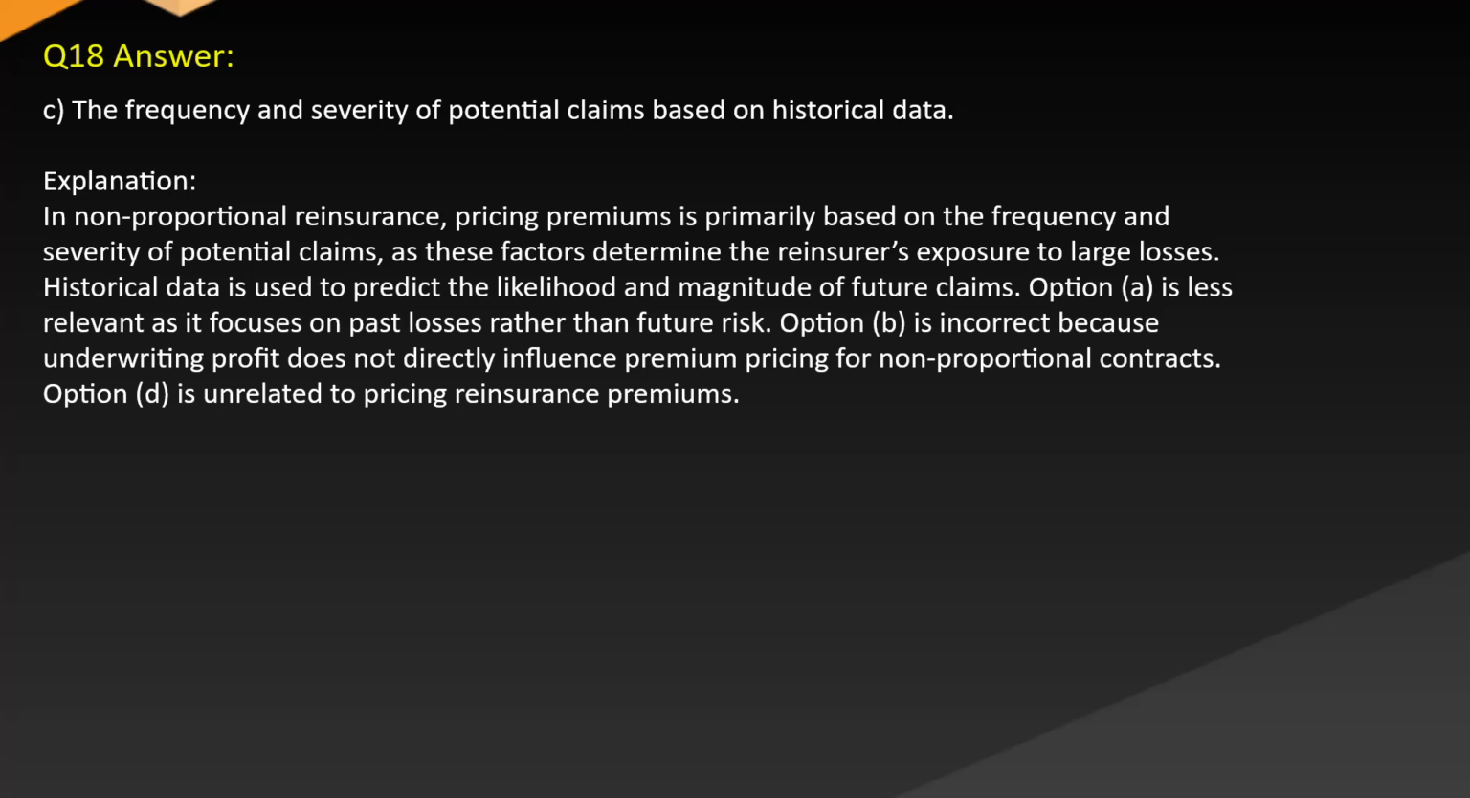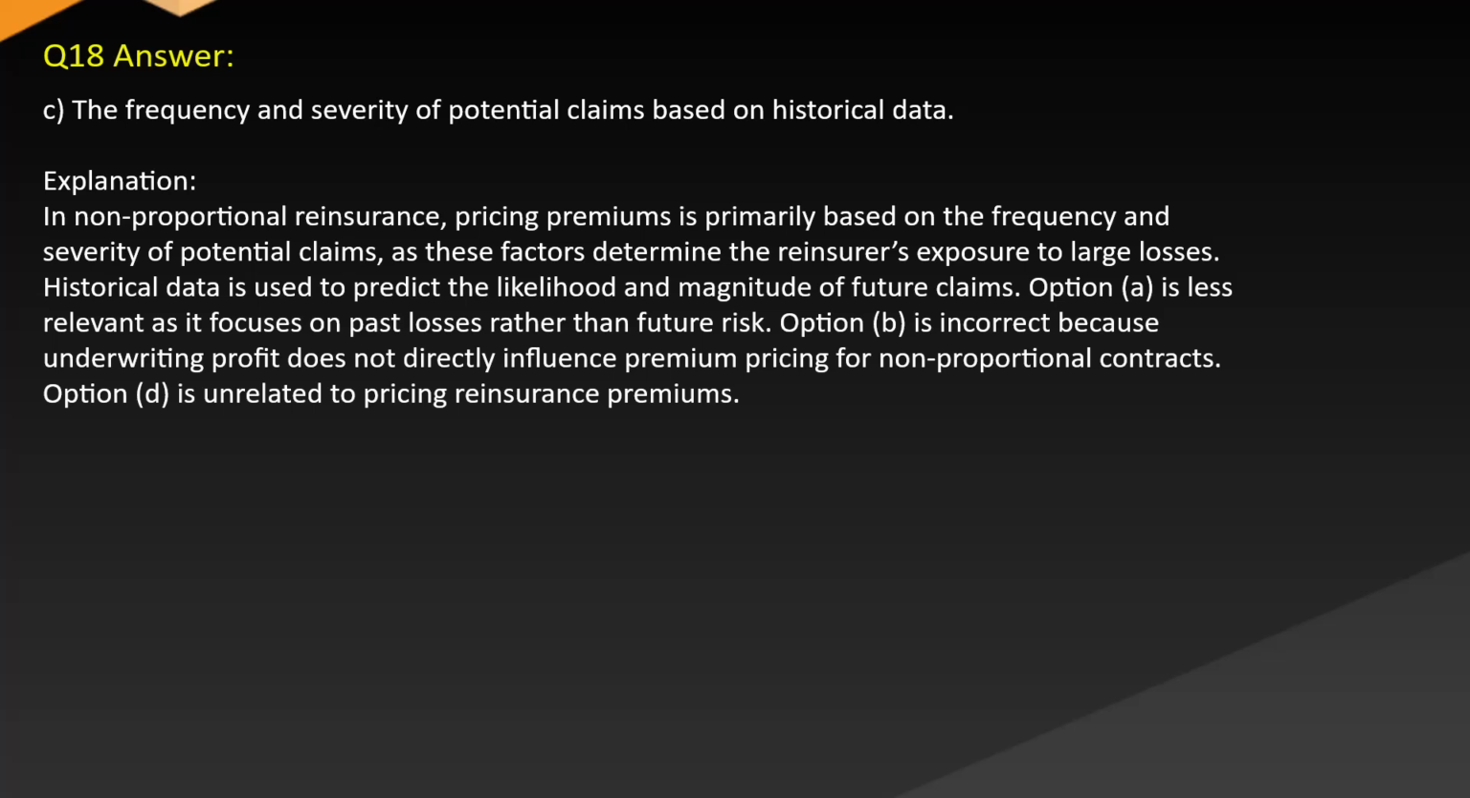Answer: C. The frequency and severity of potential claims based on historical data. Explanation: in non-proportional reinsurance, pricing premiums is primarily based on the frequency and severity of potential claims, as these factors determine the reinsurer's exposure to large losses. Historical data is used to predict the likelihood and magnitude of future claims.